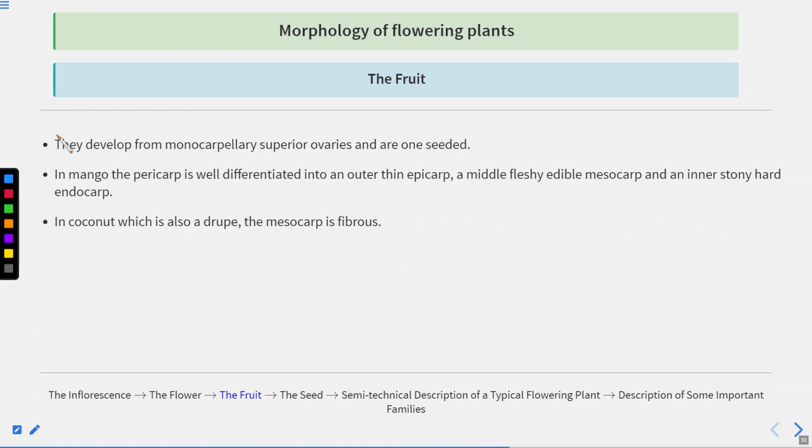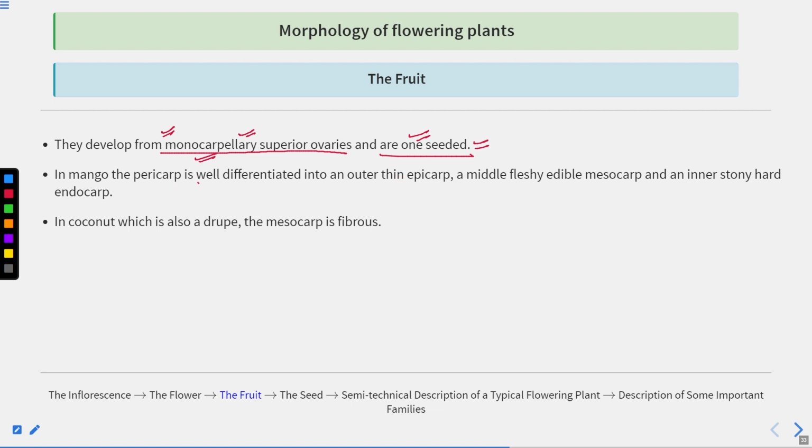So they develop from the monocarpellary superior ovaries and are one-seeded. Always the drupe develops from the monocarpellary superior ovaries. Only one seed is there. You must have seen in the case of mango, only one seed, and in the case of this coconut also.